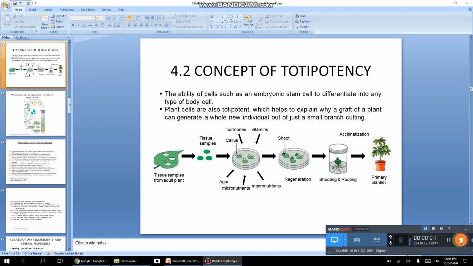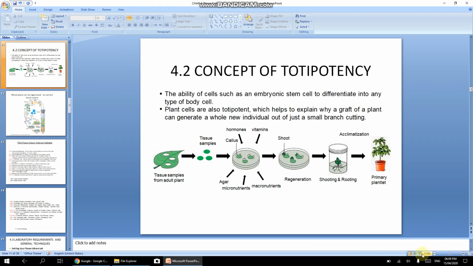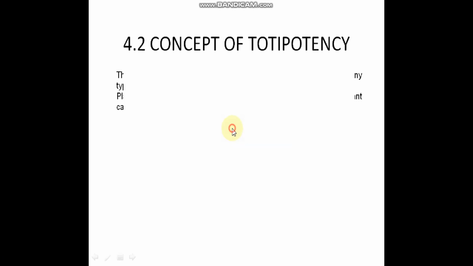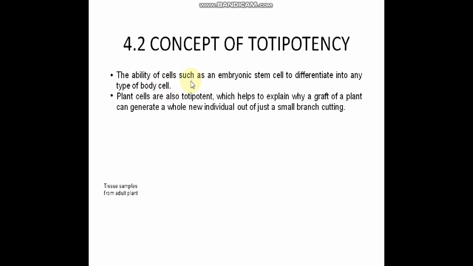Alright, for the concept of totipotency, like I said before, totipotency refers to the ability of cells such as an embryonic stem cell to differentiate into any type of body cell. Plant cells are also totipotent, which helps to explain why a graft of a plant can generate a whole new individual out of just a small branch cutting.